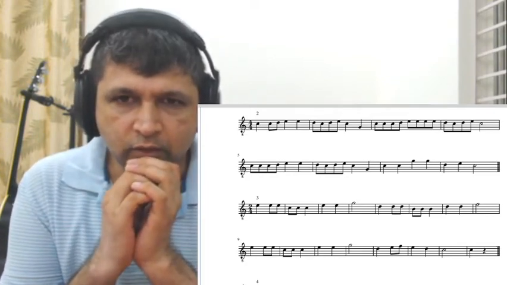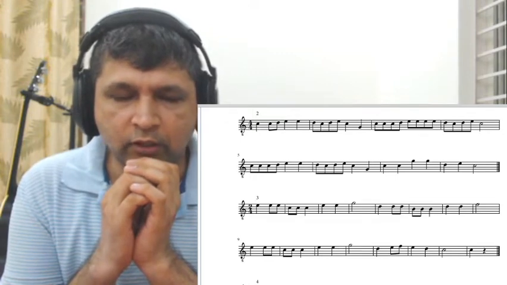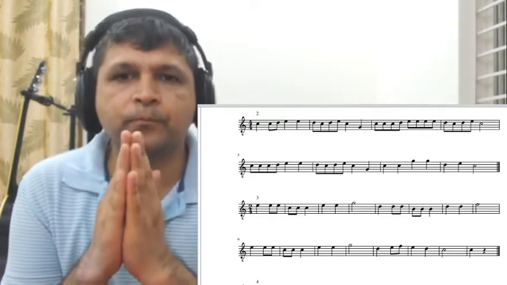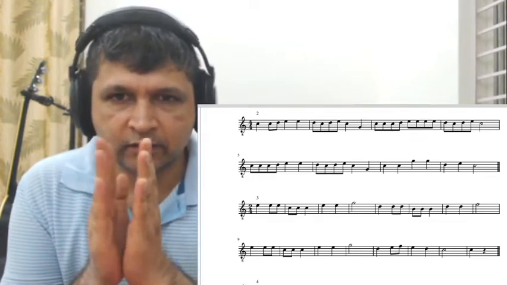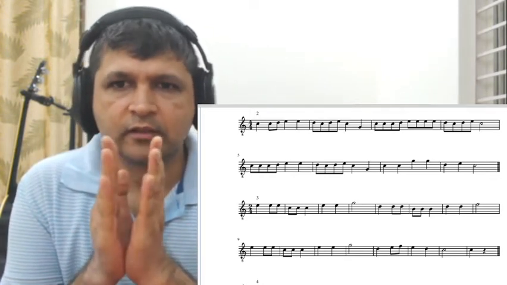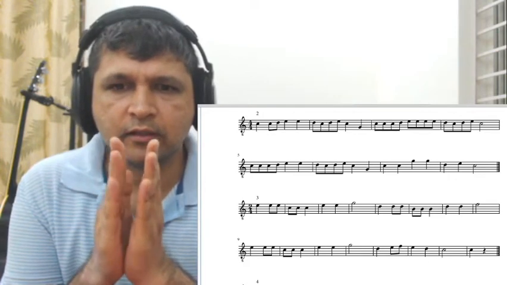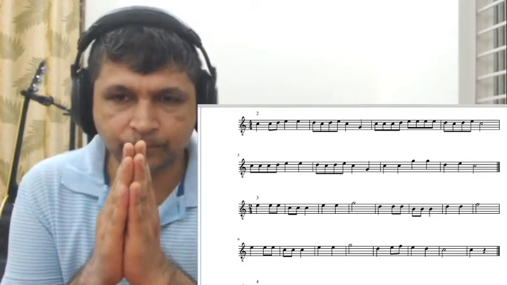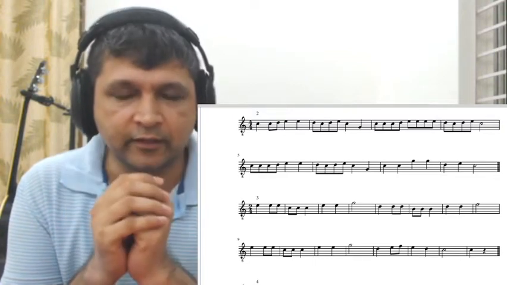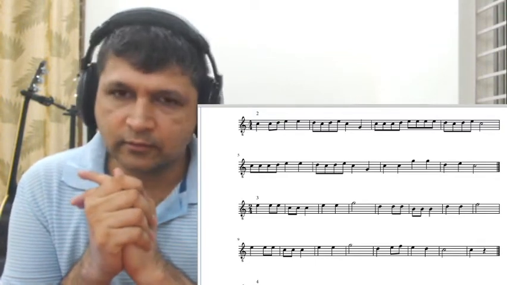Now we'll check out the first line full now. Ready? Steady. Listen here. Start. C, C, D, E, E, D, C, D, E, C, G, C, C, C, D, E, E, E, E, D, C, D, E, C. There you go. Second line. If you can get this, we are done with the second reading.